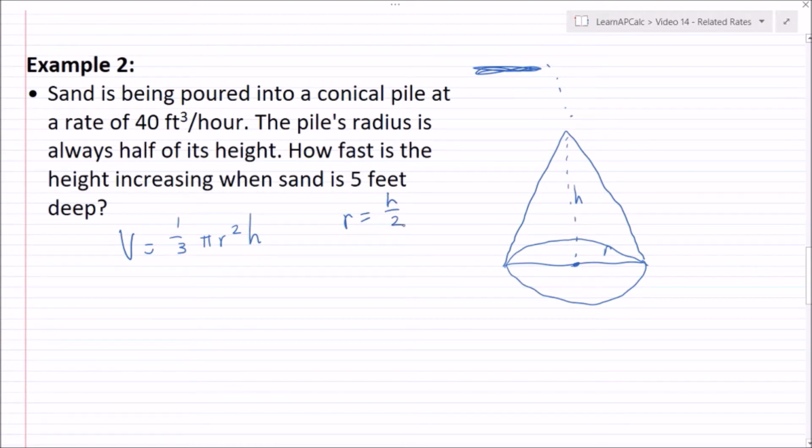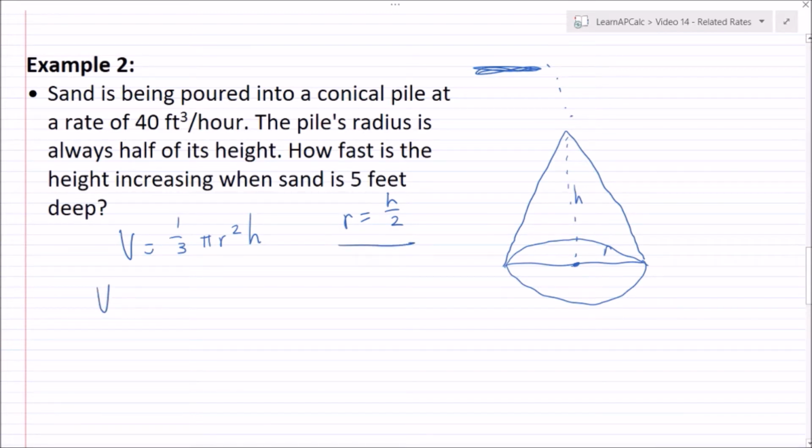And now, before I take a derivative, I want to think about this. I'm trying to find the rate of change of the height with respect to time, dh/dt. I'm given the amount of sand being poured in, which is the rate of change of the volume. So if I take this derivative, I'm going to end up with dr/dt in here, and that's not given. So I'm going to want to substitute something in for r with something known.